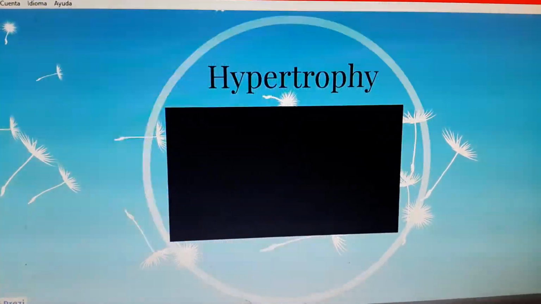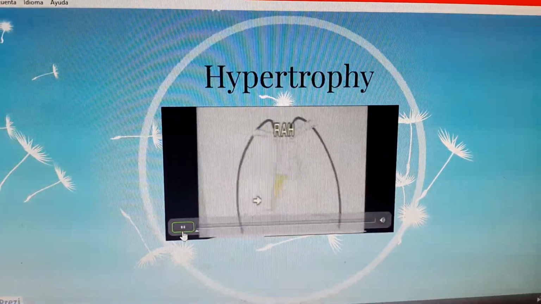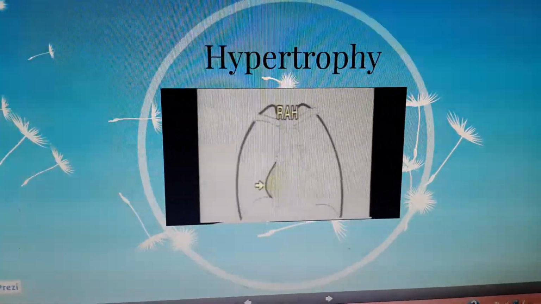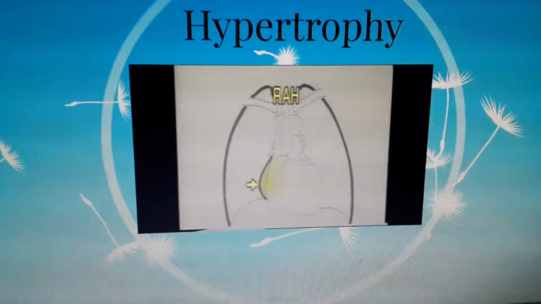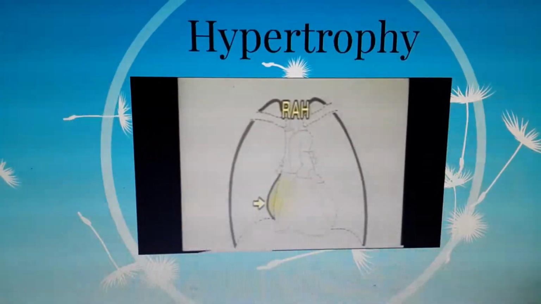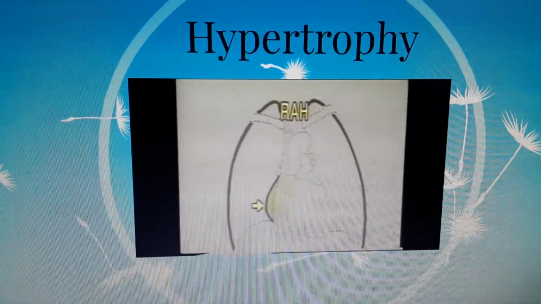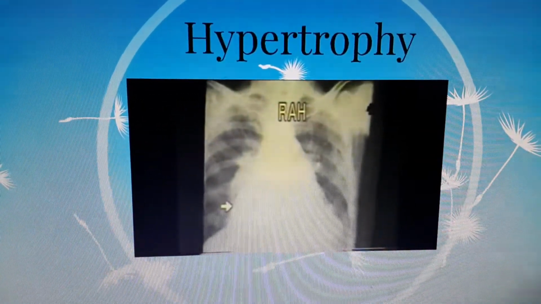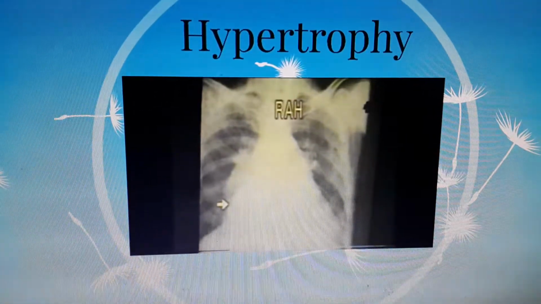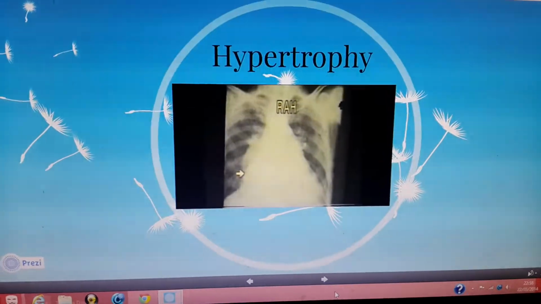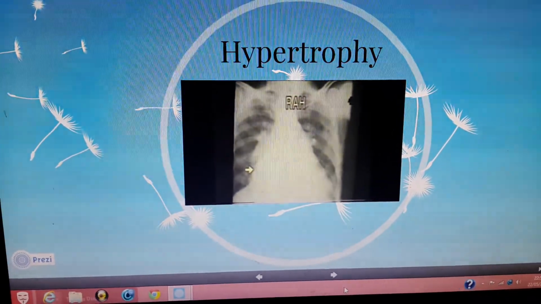Hypertrophy. Enlargement of the right atrium is seen as an enlargement of the right heart border bulging to the right of the spine. It is usually associated with right ventricular enlargement also. In this X-ray of cardiomegaly, note the enlargement of the right heart border to the right of the spine, indicating dilatation of the right atrium. This is right atrial hypertrophy.